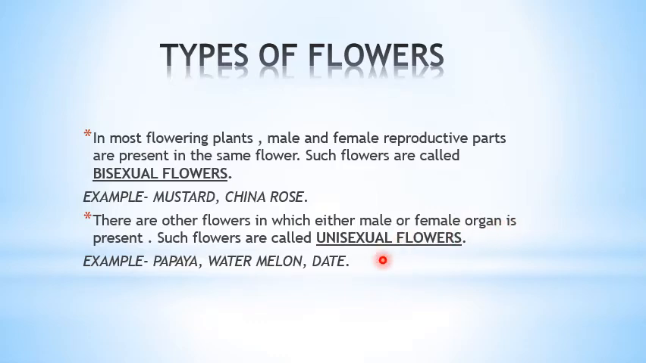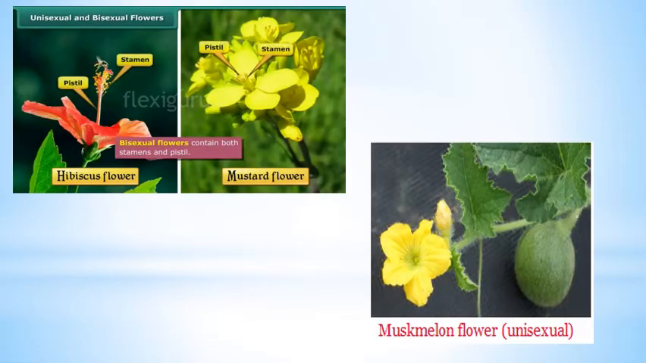Such flowers are called unisexual flowers. Very common examples are papaya, watermelon, date, mulberry. These are the examples of unisexual flowers. So here you can see some images. The bisexual flower contains stamens. Stamens means the male reproductive part. Pistil means the female reproductive part.